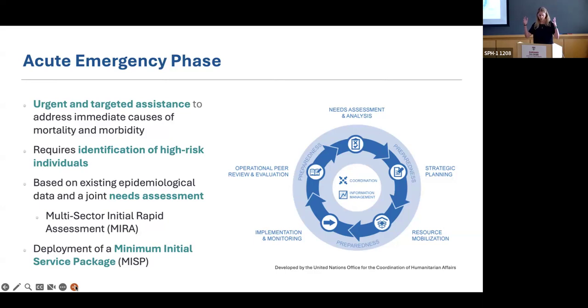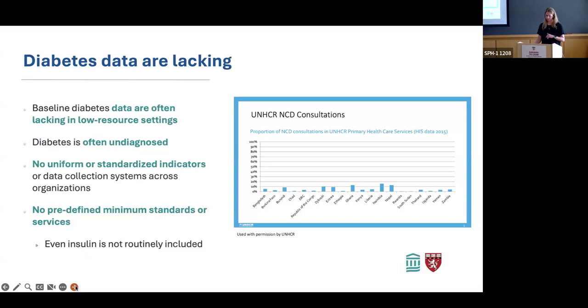So humanitarian providers, when they respond to an acute crisis, one of the more common ways of estimating needs is through this MIRA, the multi-sector initial rapid assessment. They all collect this data to say, okay, what are the main challenges, the main kinds of diseases we need to address, which will help with funding calls, et cetera. Then based on that data, they will deploy a minimum initial service package, just minimum services to get people through that initial phase.